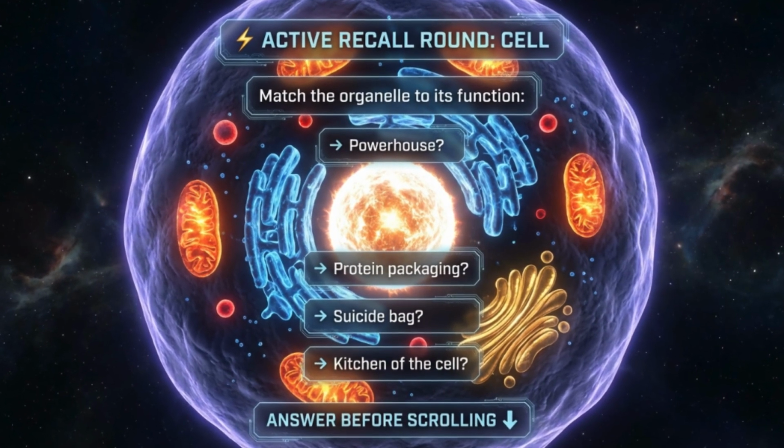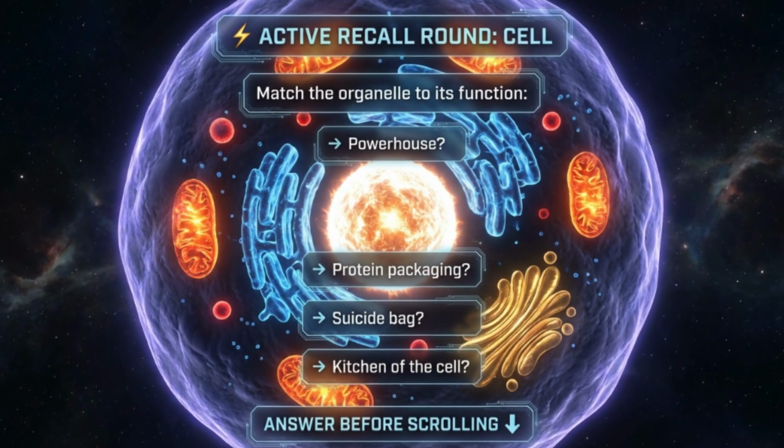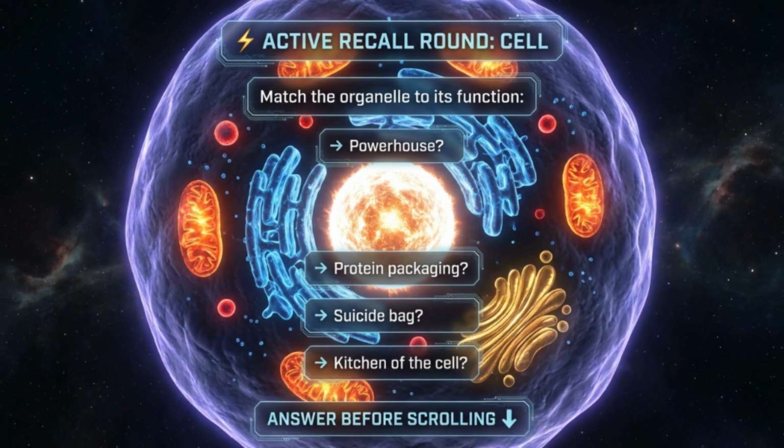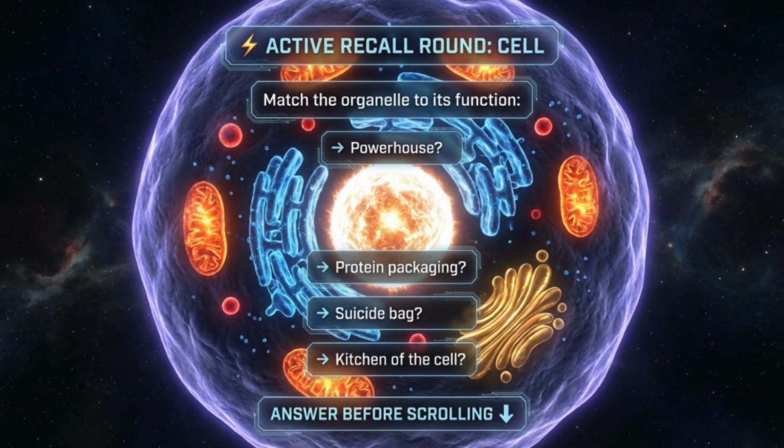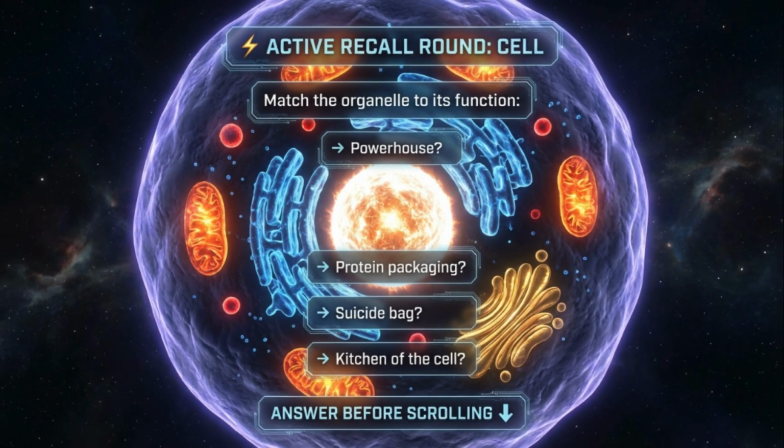Third trap question, cell, the unit of life. Let's test your organelle recall with the classics, but I want 0 hesitation. Powerhouse of the cell, mitochondria, and remember, it has its own DNA and ribosomes, making it semi-autonomous. Protein packaging and dispatch, Golgi apparatus, also makes lysosomes. Suicide bag, lysosomes, loaded with hydrolytic enzymes, works in autophagy. Kitchen of the cell, chloroplast, site of photosynthesis.